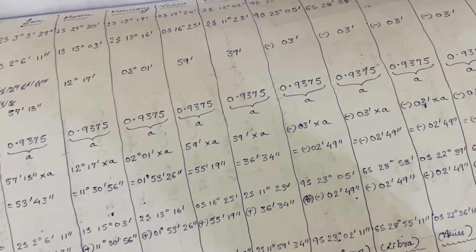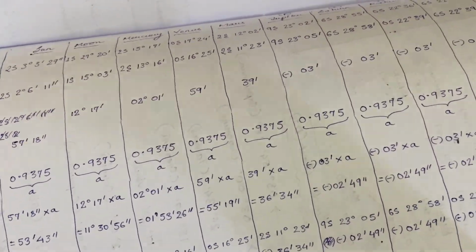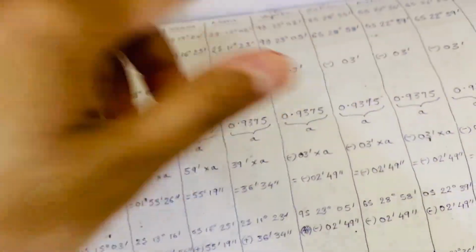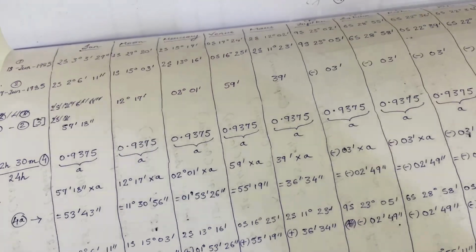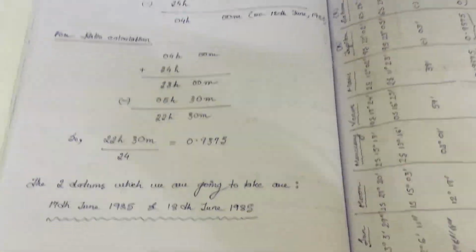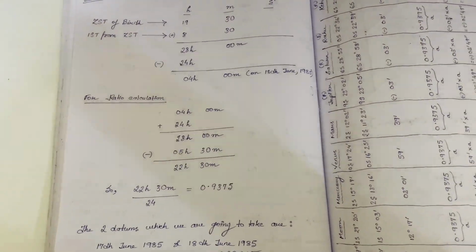That is, out of the two dates, the higher one will always be the value for the first row. This is our first row, whatever we have, I've already discussed this, and the lower date is the value for the second row. Alright, so this is how we are solving for ZST birth.